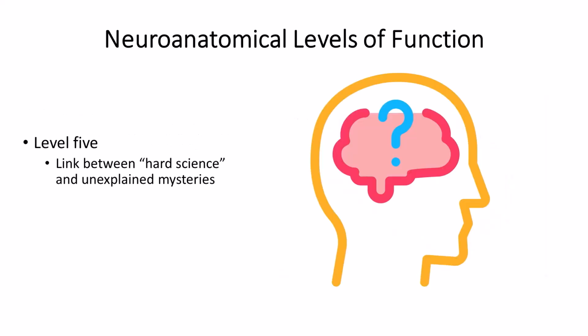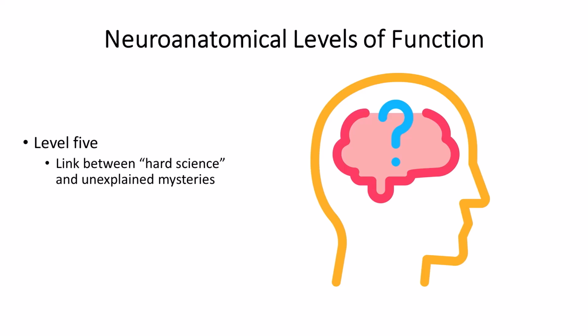And finally, the fifth possible level of function would be the link between hard science and many unexplained medical phenomena, as well as the connection between your beliefs, emotions, and health with homeostasis. Not sure if this is a real level of function or not, but an example would be the 90-year-old grandma that is able to pick up a car that just rolled over her grandchild.